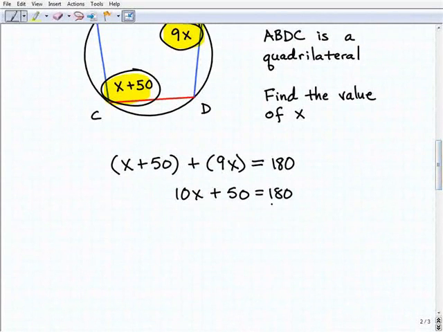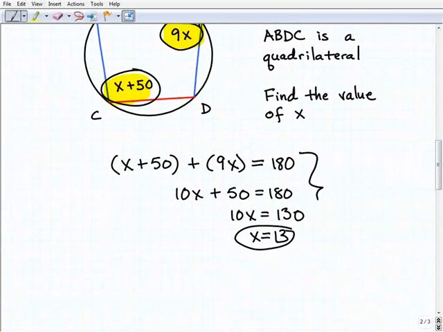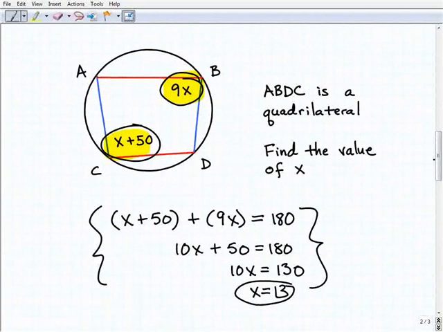And now I'm going to subtract 50 from both sides of the equation, and I'll get 10x is equal to 130. So now, dividing both sides of the equation by 10, I get x is equal to 13. All right, so hopefully a pretty easy equation for you to solve out there. And once again, not a difficult problem if you know the theorem.